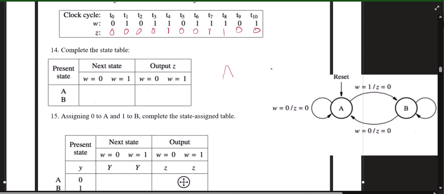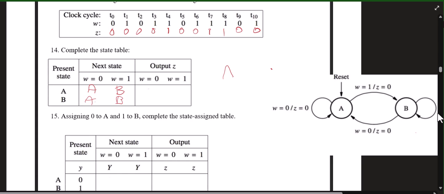Okay, so here's our diagram. If our present state is A and W is 0, then our next state is A. If our present state is A and our W is 1, our next state is B. If our present state is B and W is 0, our next state is A. If our present state is B and W is 1, then our next state is B.